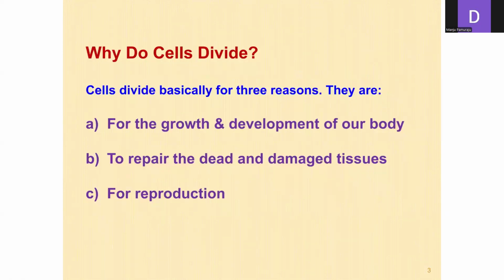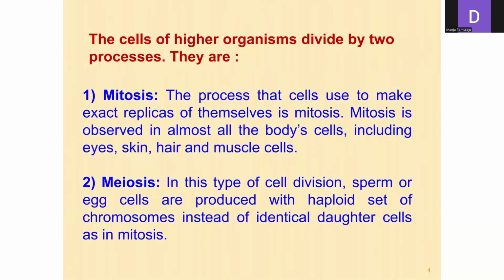Why is cell division important? For the growth and development of the body, to repair dead and damaged tissues, and for reproduction. So the main reasons for cell division are growth and development of a body, repair of dead and damaged tissues, and also reproduction. The cells of higher organisms divide by two processes, that is mitosis and meiosis.